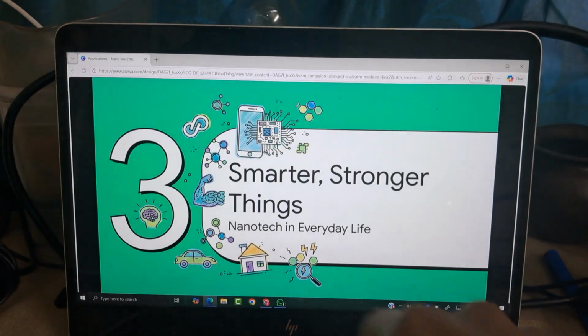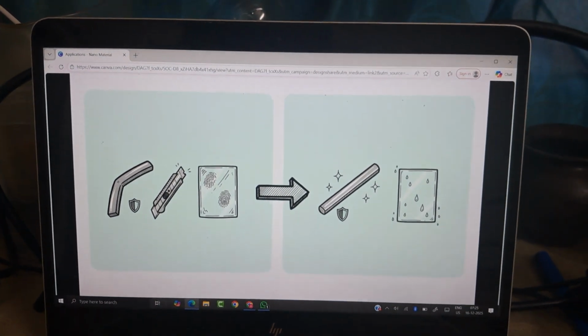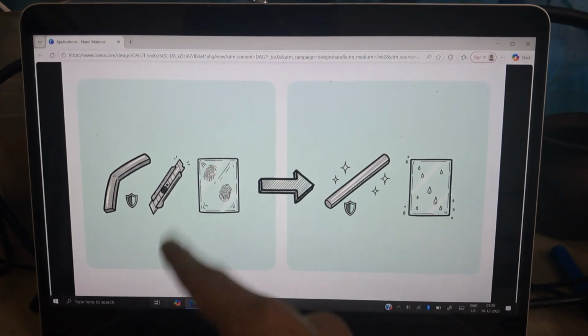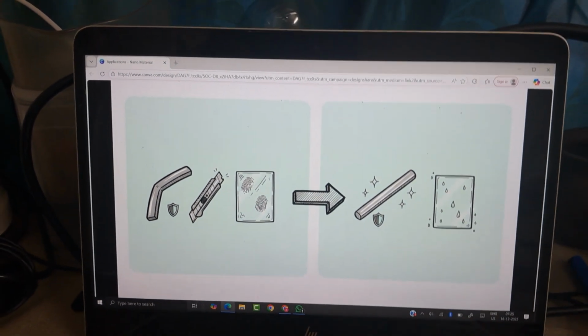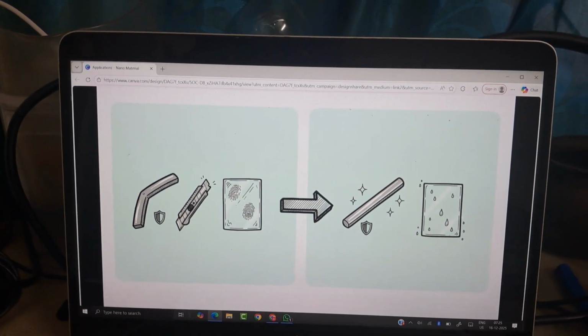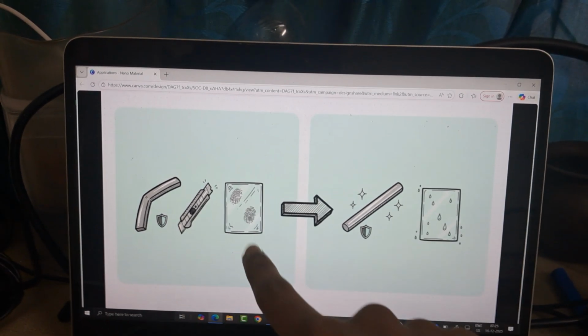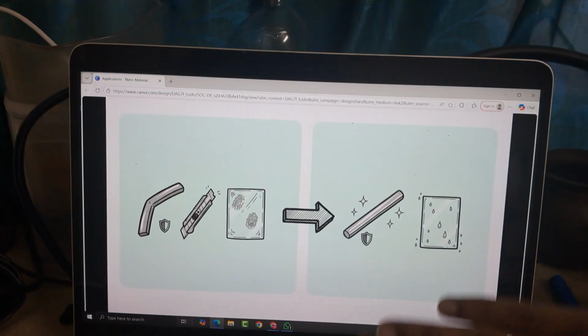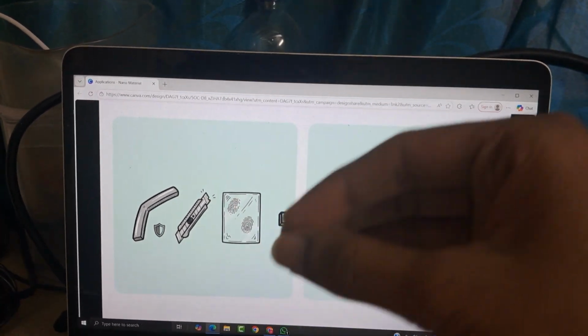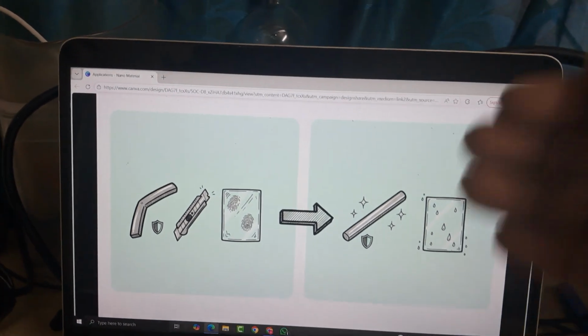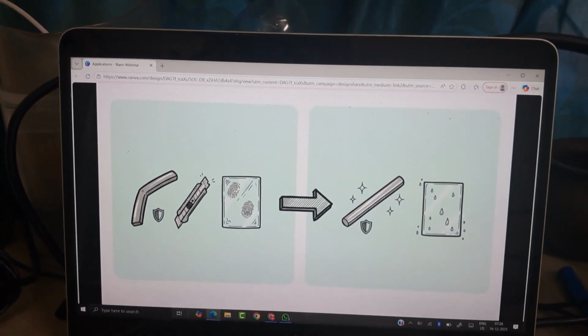Next, smarter, stronger things. Here, there are cutting tools. If we add a nano coating to these cutting tools, they become very strong. Even for glass, if we coat it with a nano coating, it becomes self-cleaning glass. It helps in cleaning the glass.